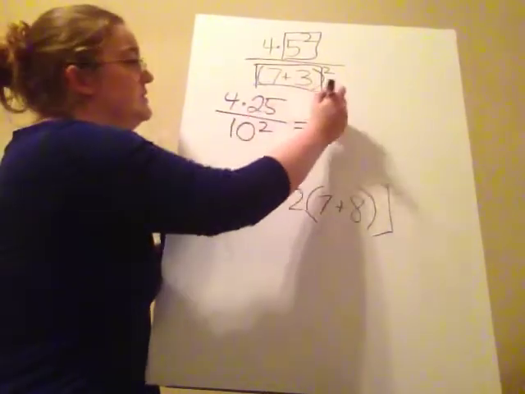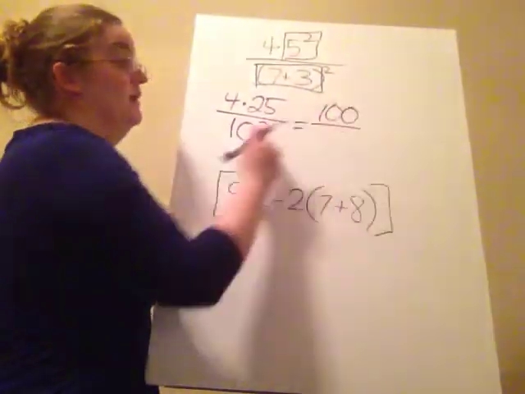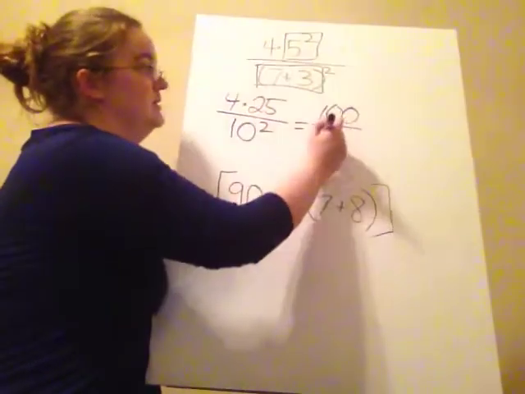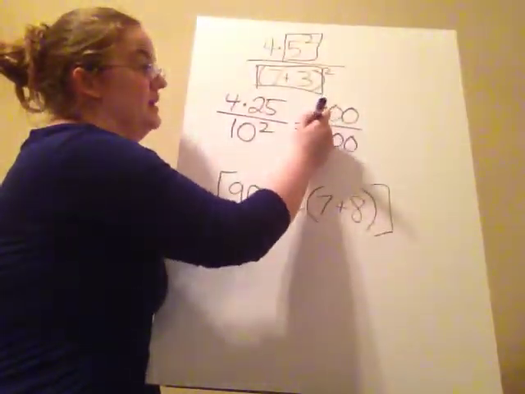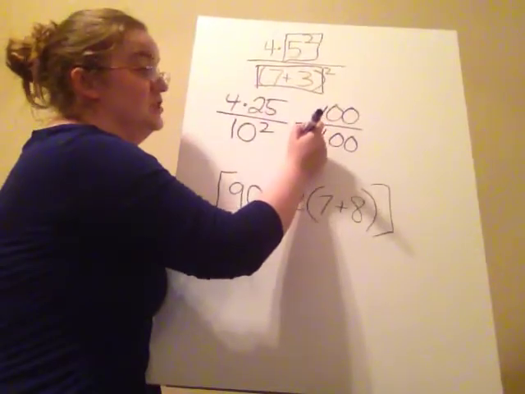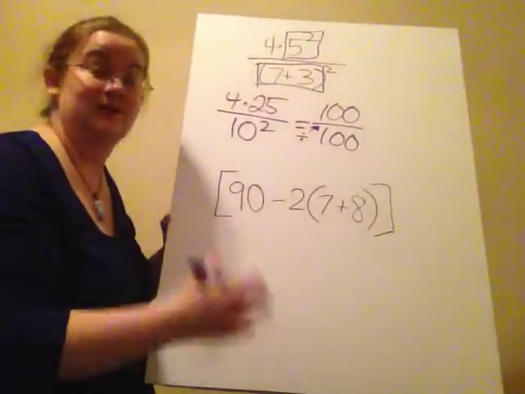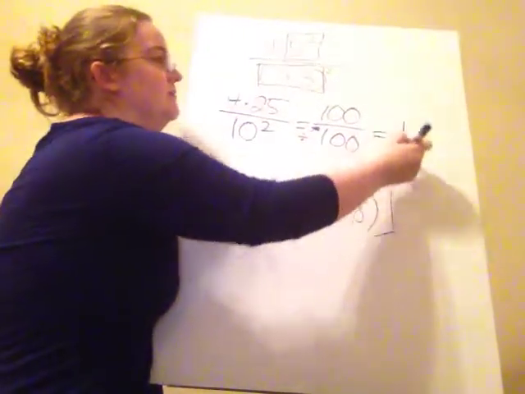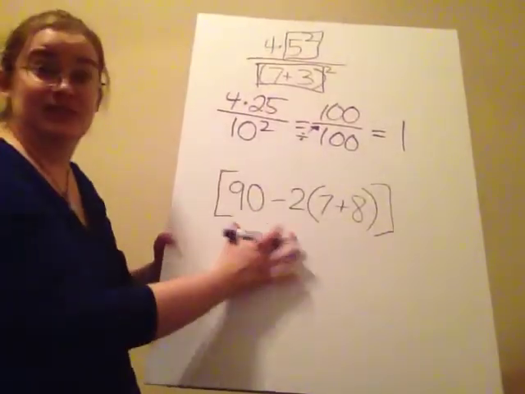4 times 25 is 100. And 10 squared means 2 10s multiplied together, so 10 times 10 is 100. And remember, my last step here is that bar means division. So I'm going to go ahead and divide, and 100 divided by 100 is 1, because you have 100%. Okay. All right, let's take a look at the next one.